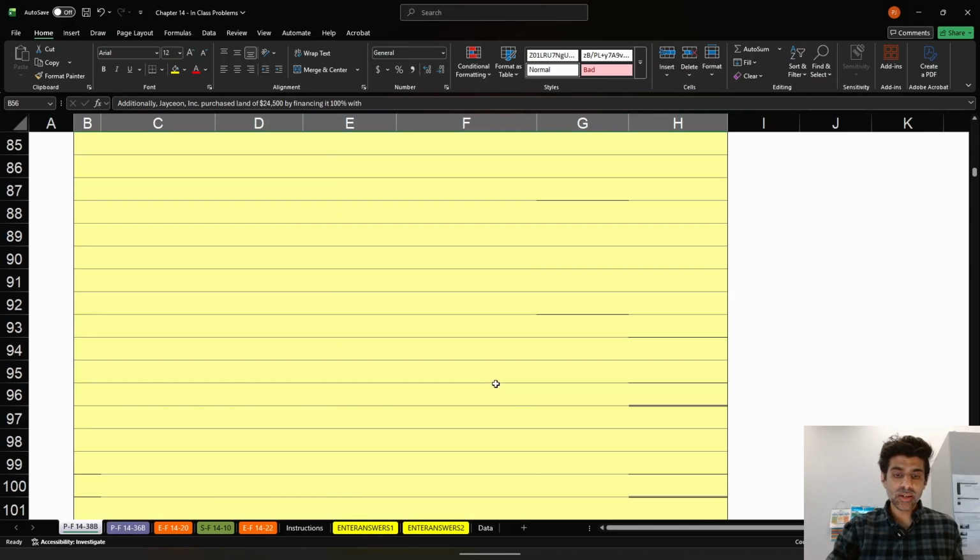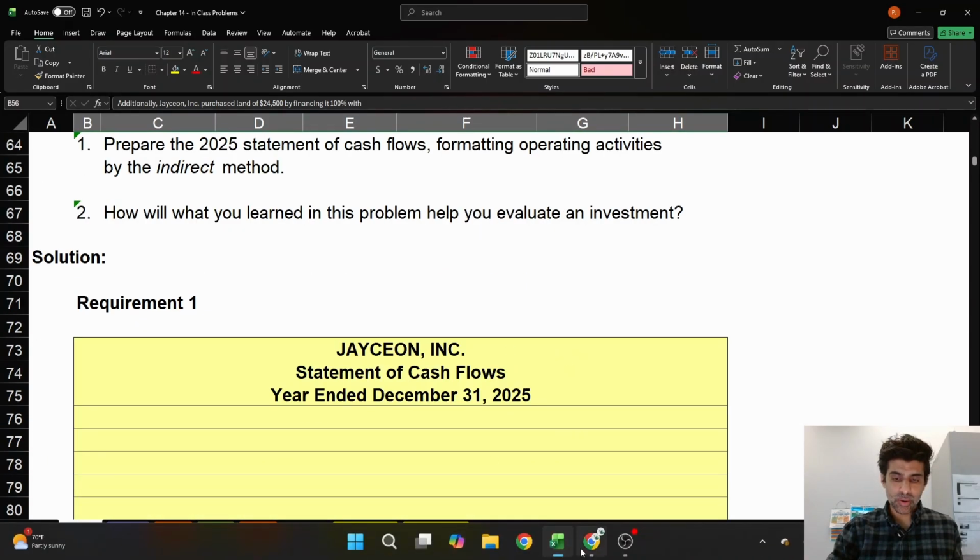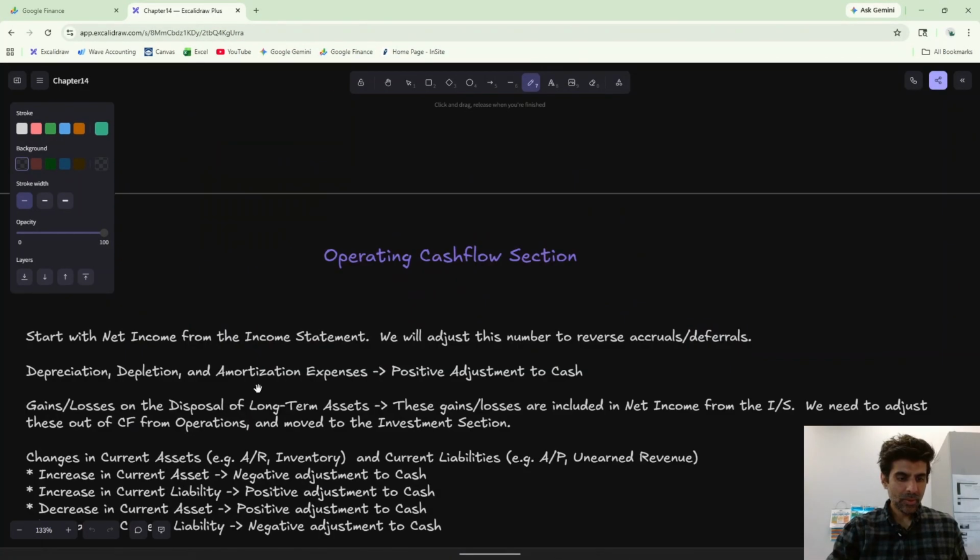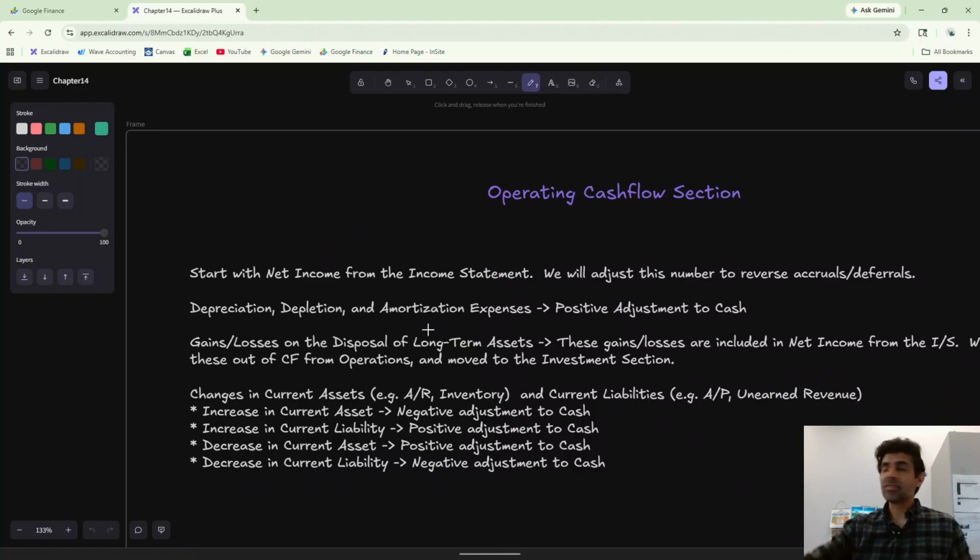Again, for the operating section, you have the add backs. I would go back to this slide, which gives you the outline. Start with net income. Add back depreciation, depletion, and amortization expense. Add back or subtract any gains or losses from the disposal of any assets. Then you'll have to do these adjustments for how the current assets and current liabilities accounts changed, and that will give you your cash flow from operations. So this is a step-by-step guide.